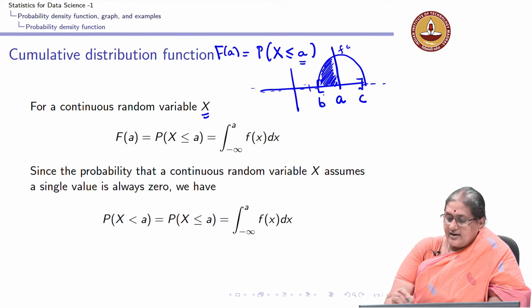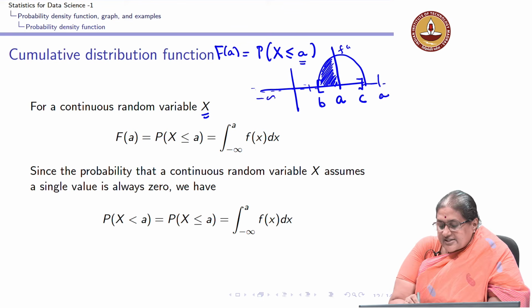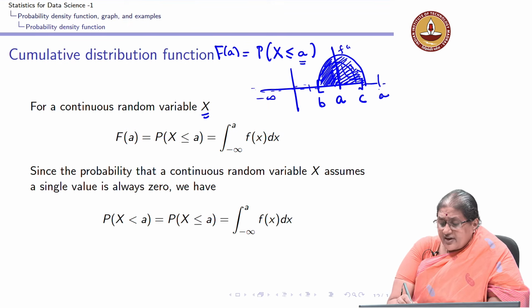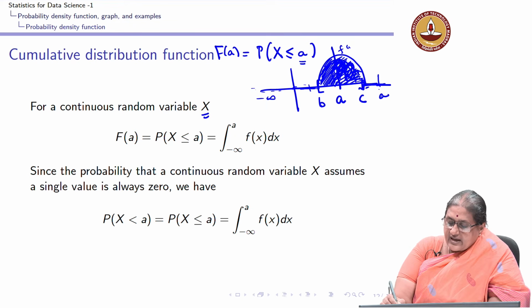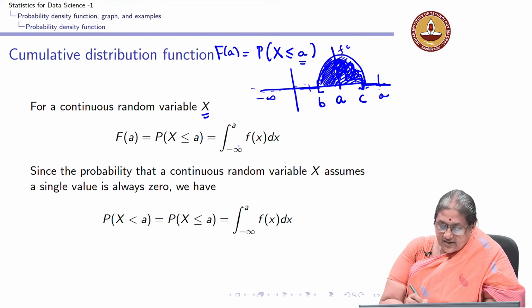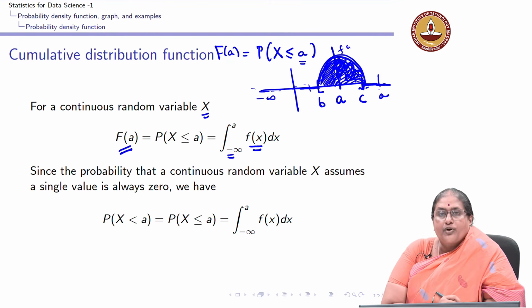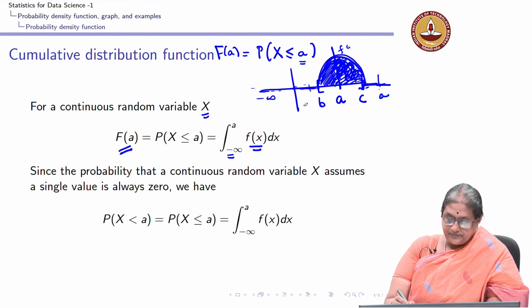Now, if my a is here, it is going to be 1 because I have minus infinity to this point a, which would include probability x is less than or equal to this, and I know the shaded blue region is already 1. Here it is 0, here it is 0 the probability, but under this the entire area is equal to 1. So, in other words, the cumulative distribution function is minus infinity to that point f of x dx, where f of x is my probability density function.